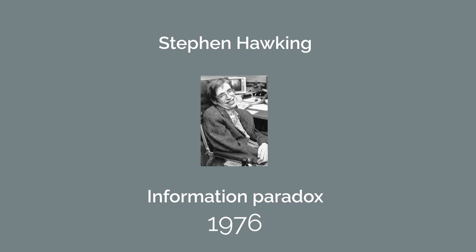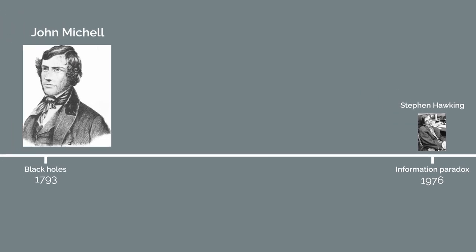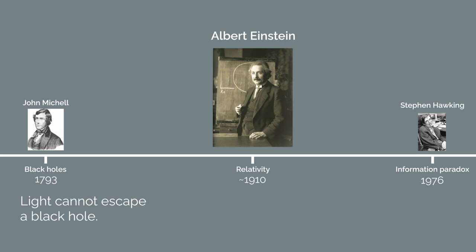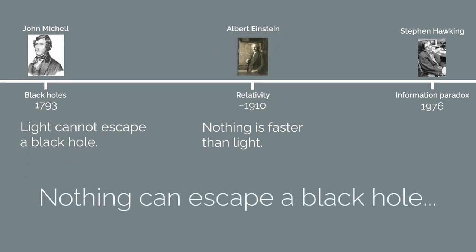Hawking discovered that black holes emit Hawking radiation in 1976. The black holes themselves were first proposed almost 200 years earlier, in 1793, by John Mitchell, as objects from which light cannot escape. Then, around 120 years later, Einstein came up with his theories of relativity, which said that light is the fastest thing around. So if light cannot escape a black hole, then nothing else ought to be able to either.